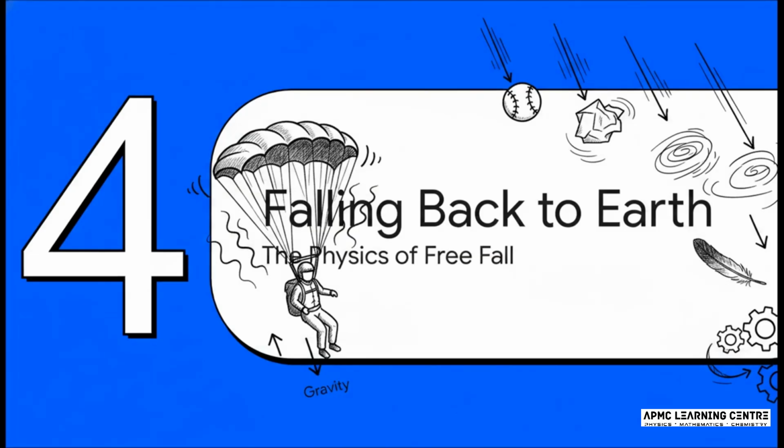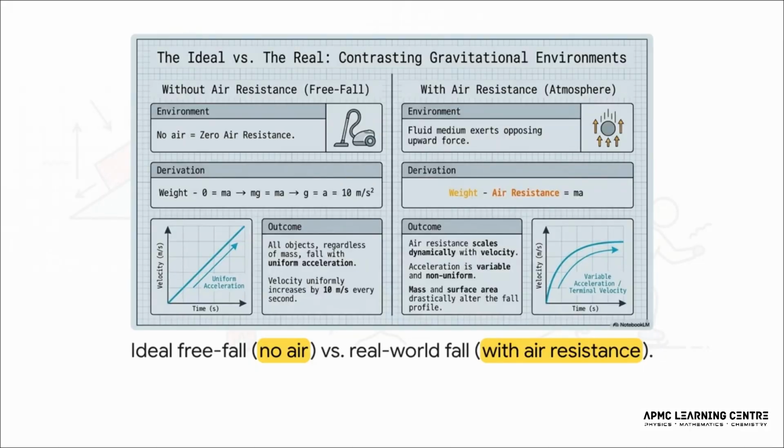All right, it's time to put it all together. Let's take everything we've talked about and apply it to the ultimate example, an object in free fall. This is where friction in the form of air resistance really takes center stage, and believe me, this is where things get interesting. So first, we have to separate the physics textbook world from our world.